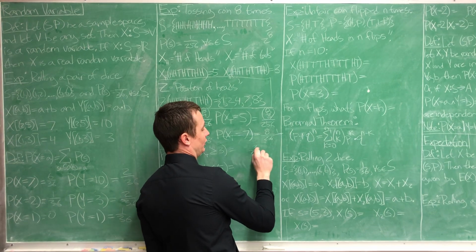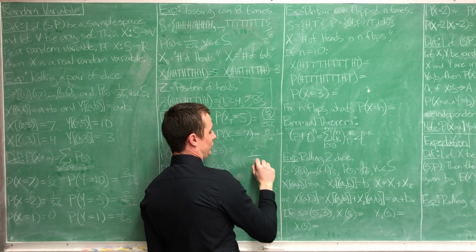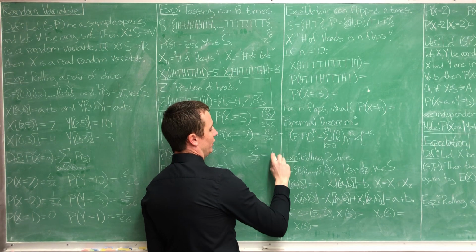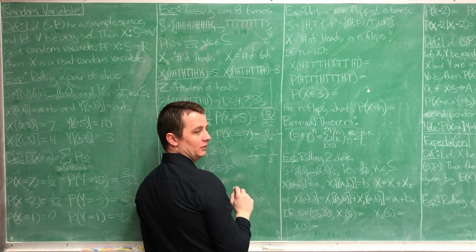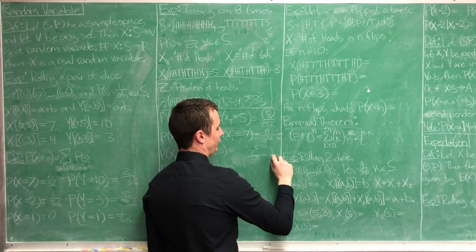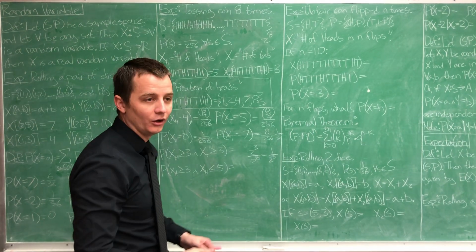8 is 2 to the 3. 256 is 2 to the 8. So it's going to be 1 over 2 to the what? 2 to the 5. 32. So 1 over 32.